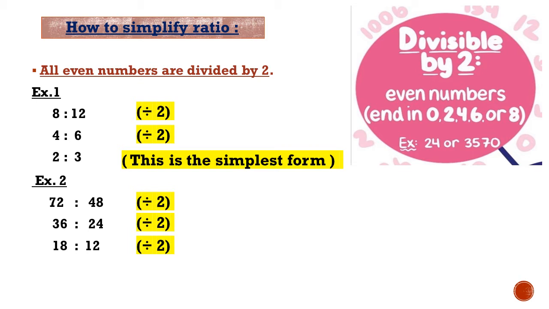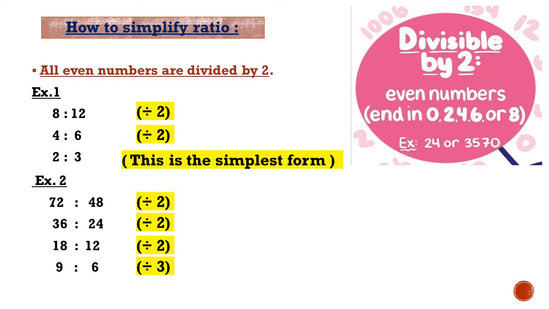We need to simplify again, divide by 2. 18 divided by 2 equals 9. 12 divided by 2 equals 6. 9 is an odd number. Then we cannot divide it by 2, but this is not the simplest form. Can you know? 9 and 6 can be divided by what?